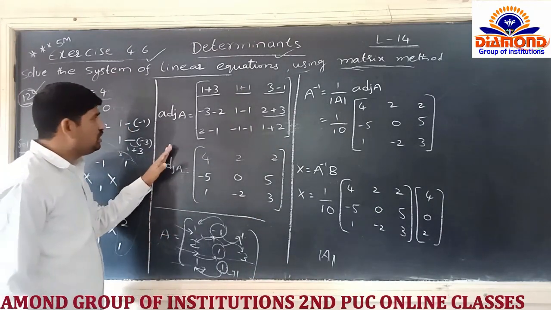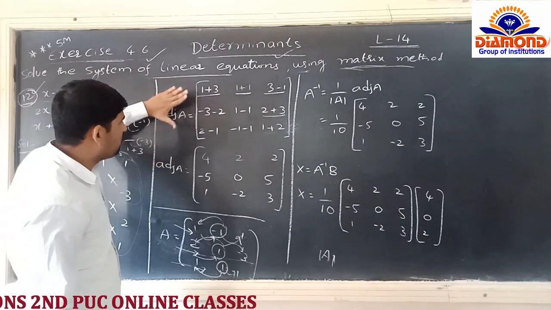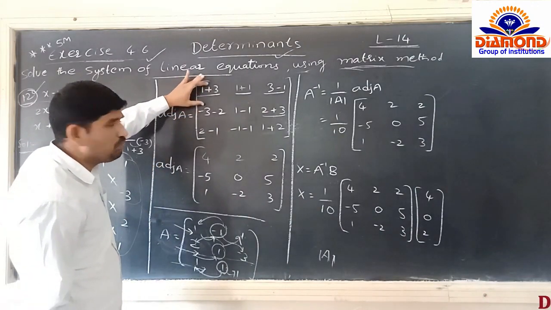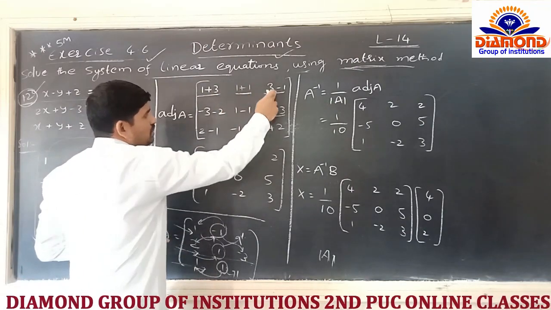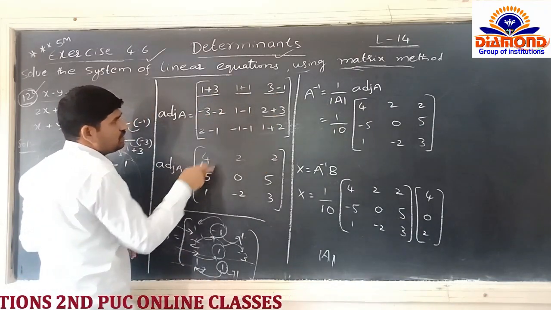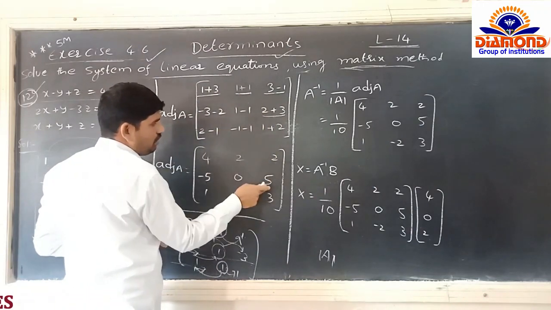Completed now. So now see here, the adjoint we have completed. Now a little bit of simplification will be there. 1 plus 3 is 4, we know that 1 plus 1 is 2. This will be again 2. So it is minus 5, 0. Again this can be written as 5.